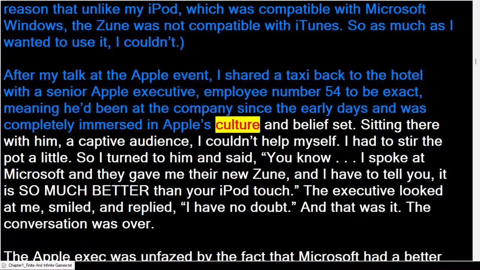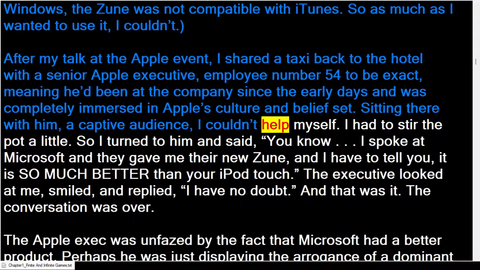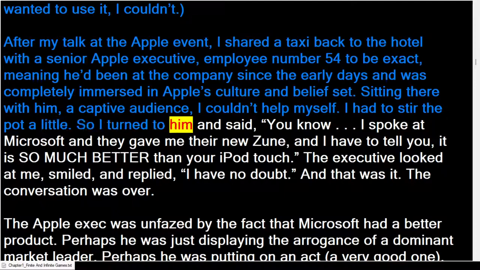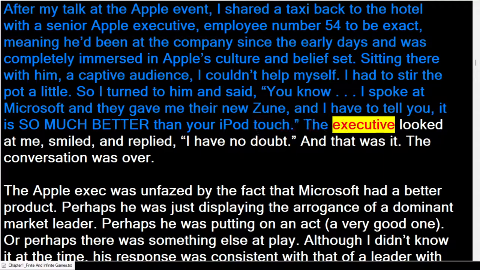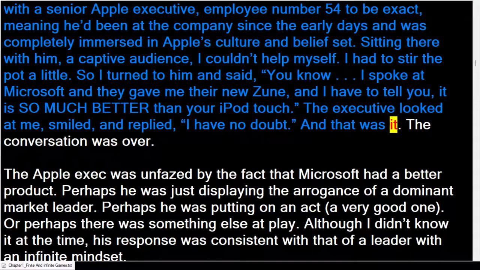Sitting there, with him, a captive audience, I couldn't help myself. I had to stir the pot a little. So I turned to him and said, "You know, I spoke at Microsoft and they gave me their new Zune, and I have to tell you, it is so much better than your iPod Touch." The executive looked at me, smiled, and replied, "I have no doubt." And that was it. The conversation was over.